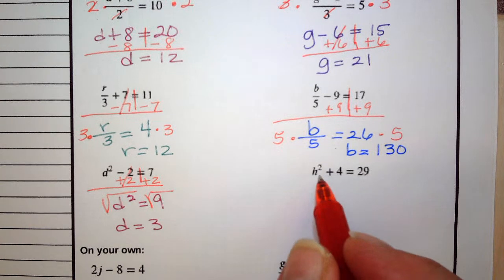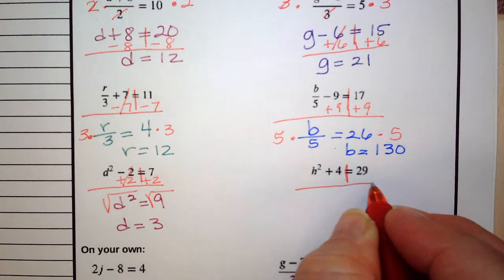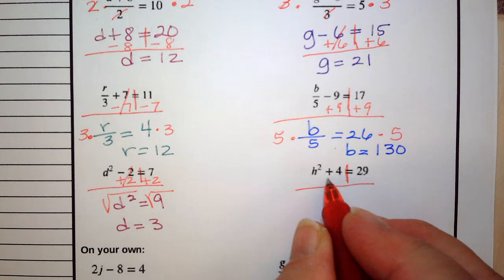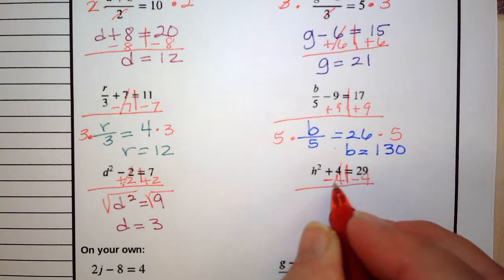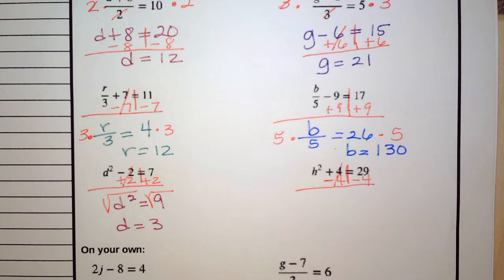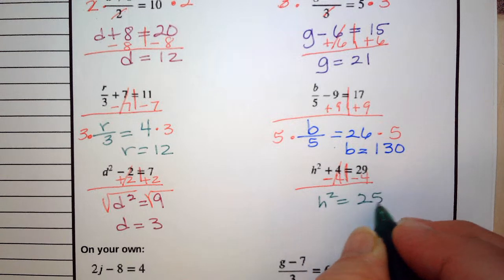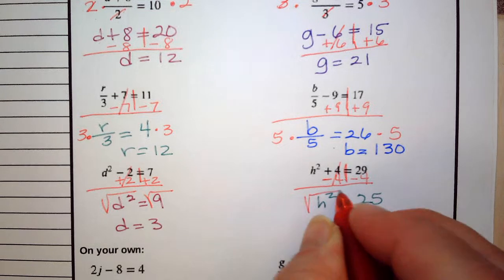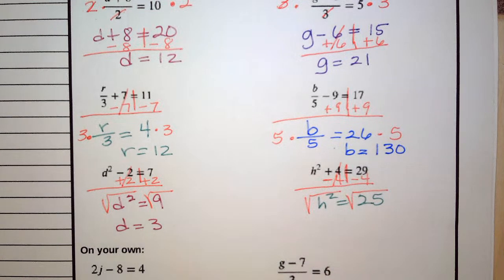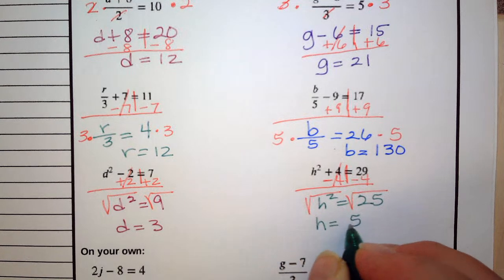Well, I've taken h, I've squared it, then added 4. I end up with 29. The last thing I did was add, so I have to undo that by subtracting 4 from both sides. I end up with h squared is equal to 25. What's the opposite of squaring? Square rooting. What number times itself gives me 25? 5. H is equal to 5.